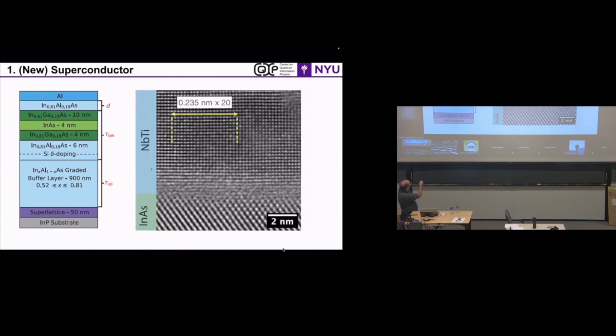So you can go away from aluminum. We have tried niobium titanium, and we can get cross-sectional TEM images that look very nice. Niobium titanium is very resistant to magnetic field, right? The critical fields are like 15 Tesla or so, and the TC is 9 Kelvin. So that's the new playground that we are working with.